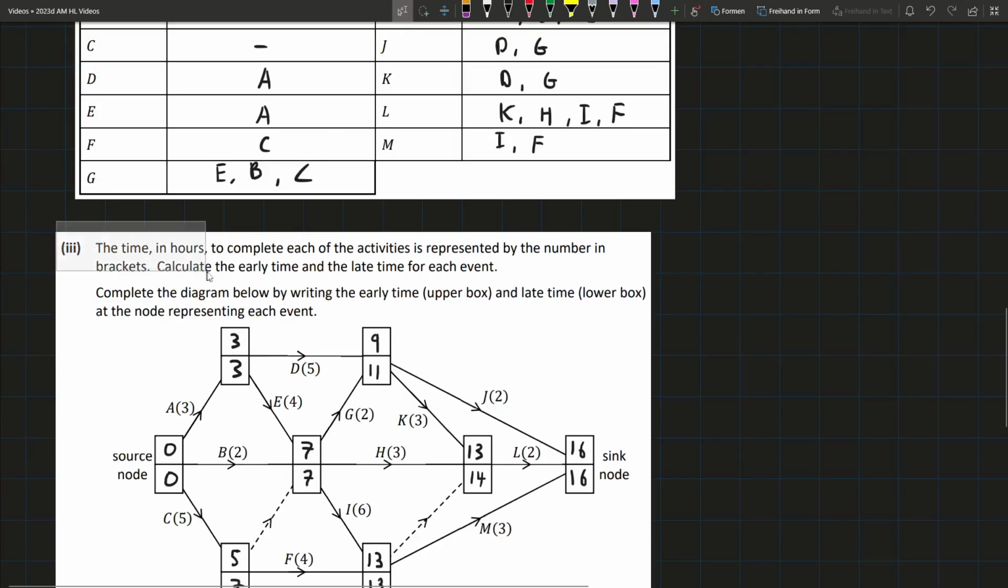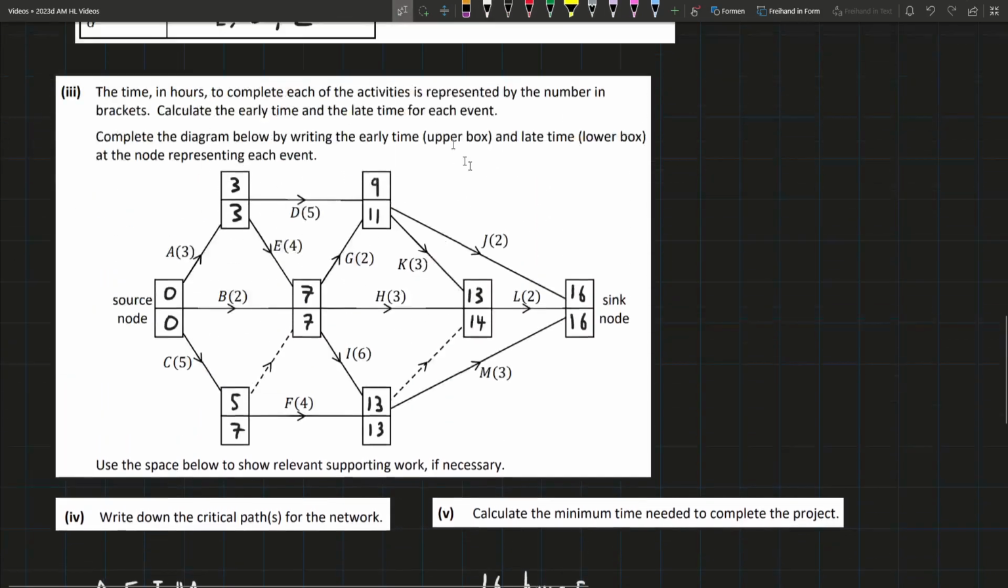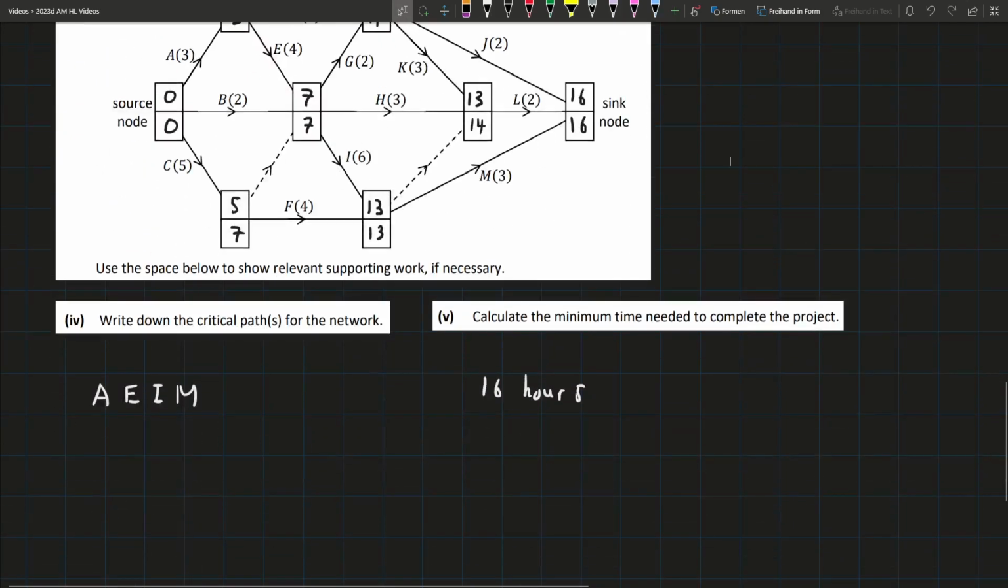Okay, here it says the time in hours. So this is 16 hours is our answer. So it takes 16 hours to complete the project. As you can see here, we can get to the end by 16.